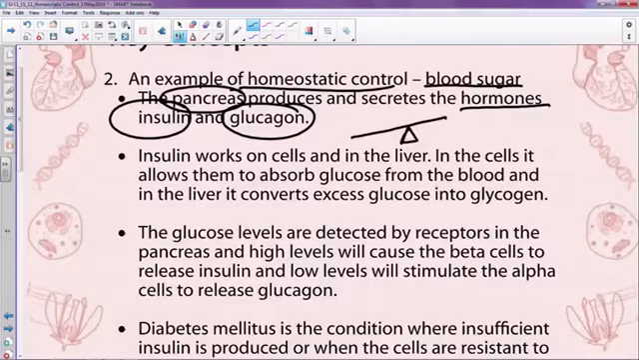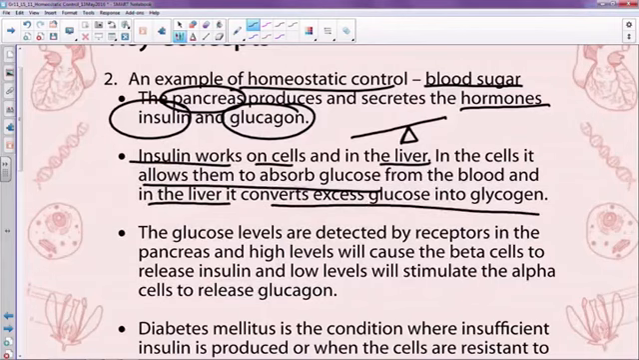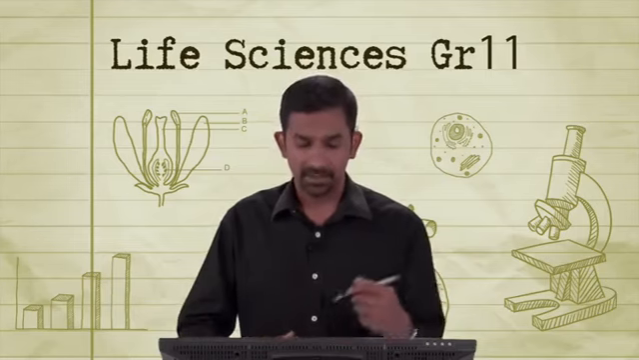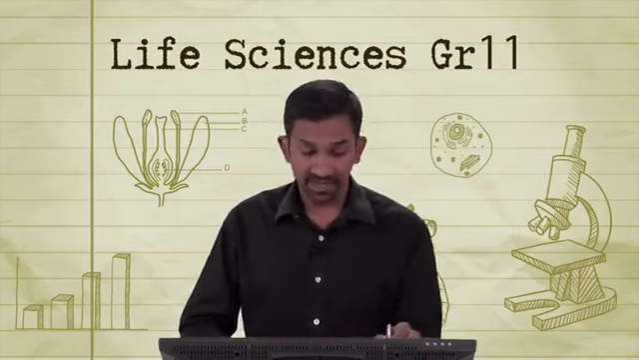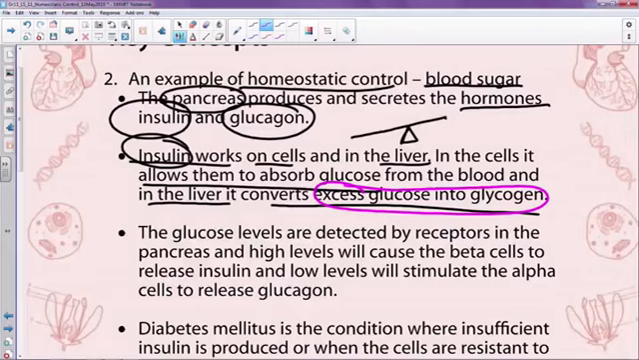Where's insulin and what does insulin do? So insulin works on the cells in the liver. In these cells, it allows them to absorb glucose from the blood, and in the liver it converts excess glucose to glycogen. So the key function of insulin is to convert excess glucose to glycogen. So essentially what happens is that when there's excess glucose in the blood, the pancreas will be stimulated to release insulin, and that excess glucose is converted to glycogen by this very important hormone called insulin.